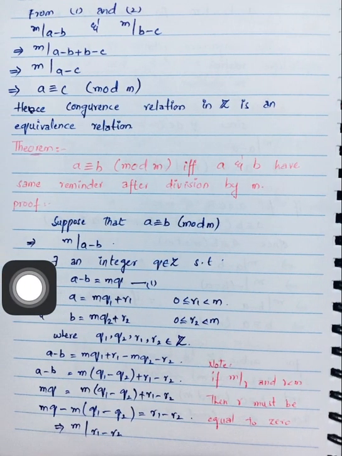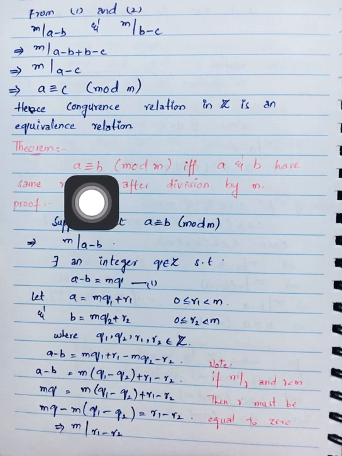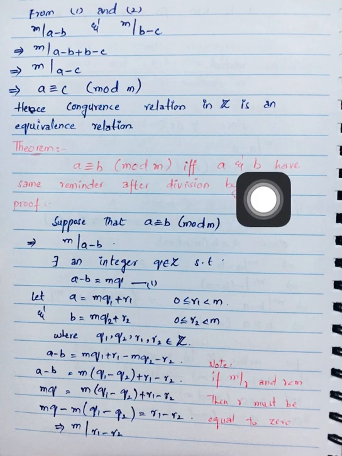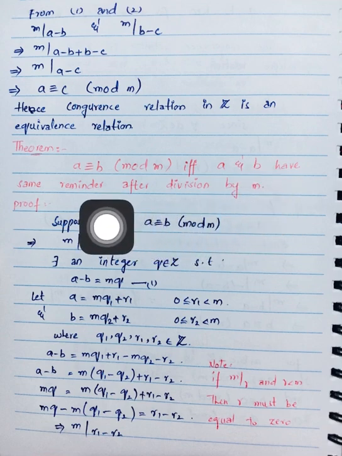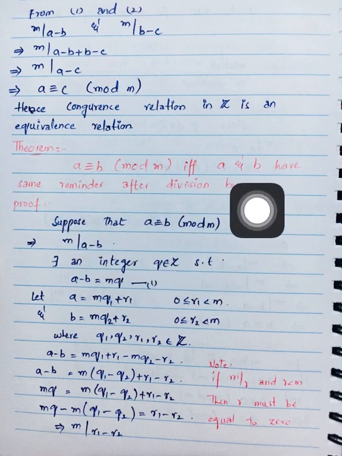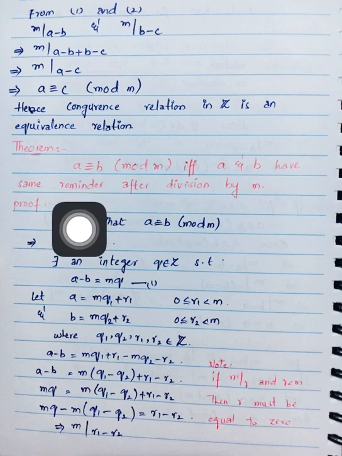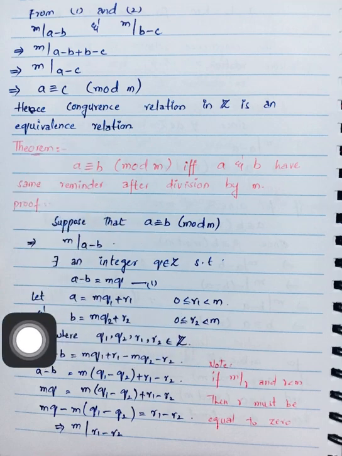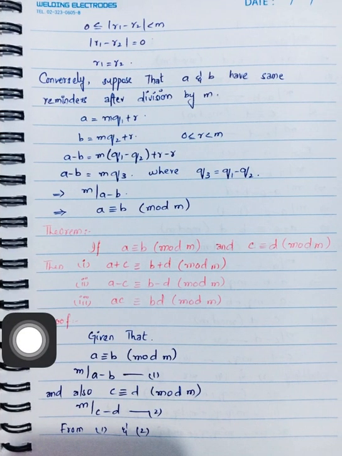So this is the condition here. I take that A is congruent to B and prove that A and B have the same remainder. And in the converse, I take that A and B have the same remainder. Then I prove that A is congruent to B. So this is the proof of this theorem.